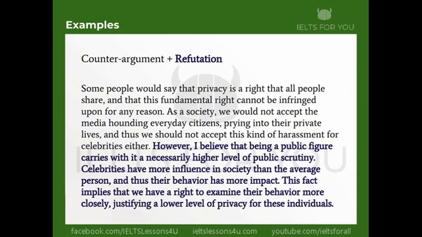Then we provide a refutation. We want a direct answer to that issue, a direct answer to that point in the counterargument. So read it with me.